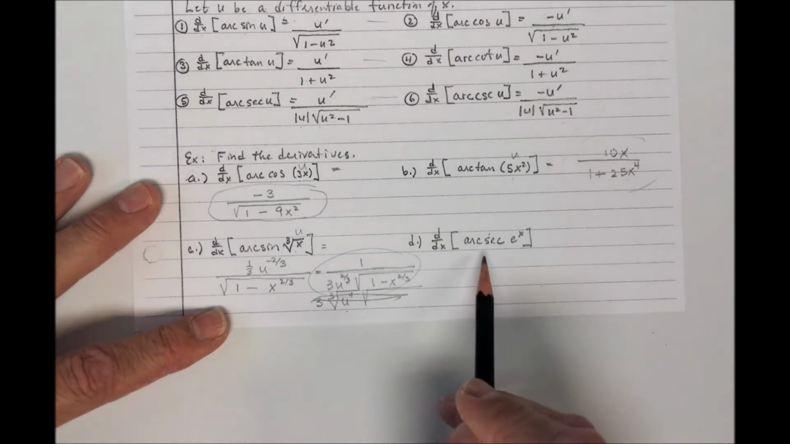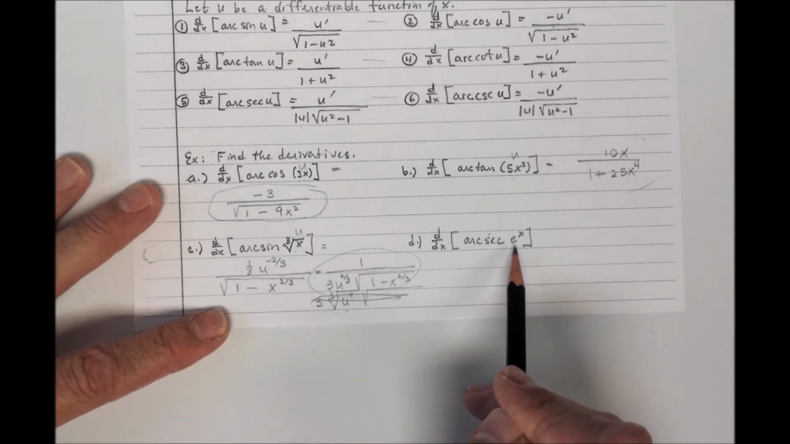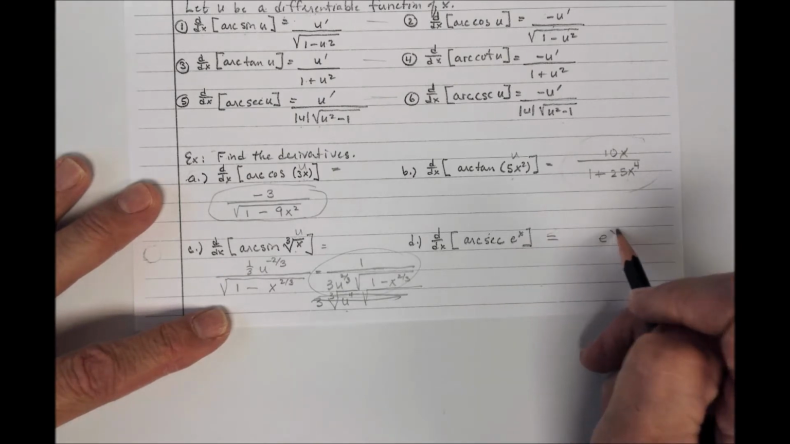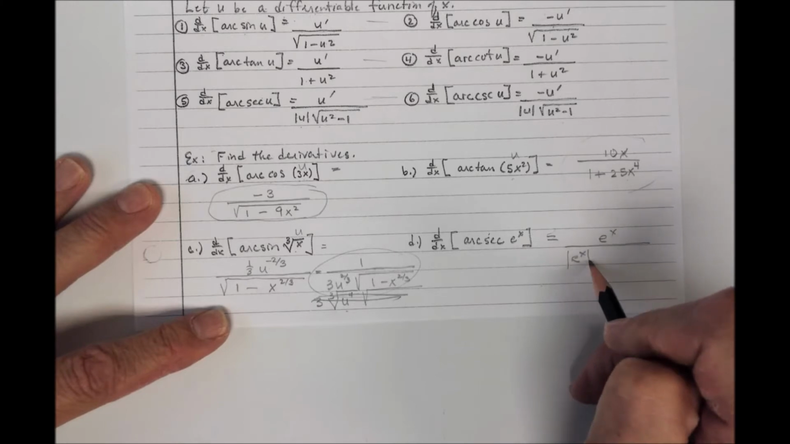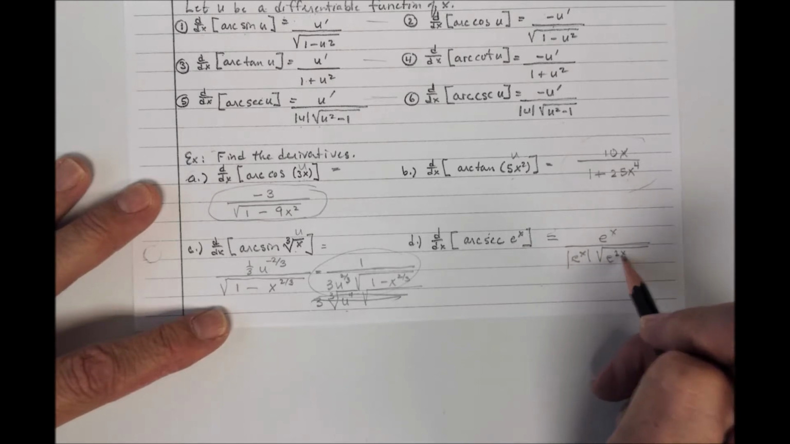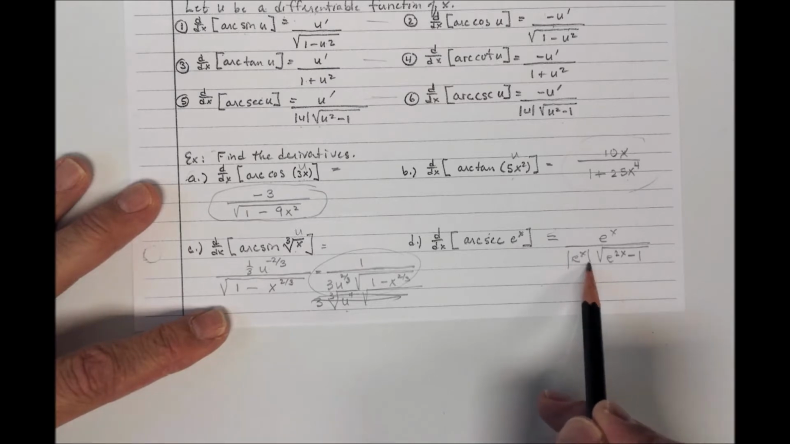All right, this next one here is actually one of the easiest ones because we know that the derivative of e to the x is e to the x, so this is going to be u prime, e to the x, all over the absolute value of u, which is the absolute value of e to the x, times the square root of u squared, which would be e to the 2x, minus 1. Now, since e is a positive number raised to a power is always positive, I don't need these absolute value bars.